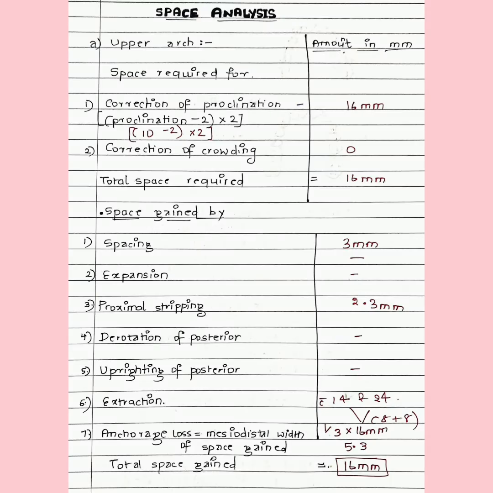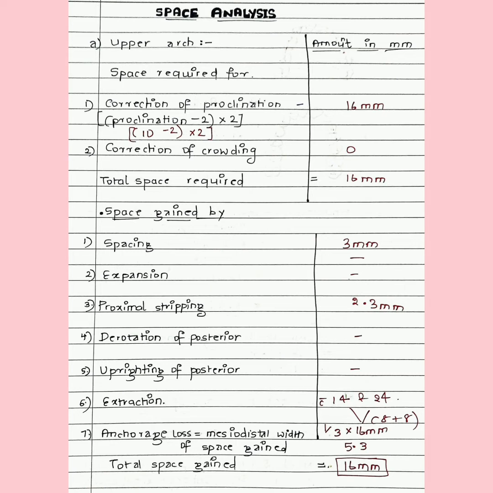So we had a proclination of 10. We put this in the formula: 10 minus 2 into 2, we get 16 mm. There was no crowding in the maxilla, so no need for correction of crowding, 0. So the total space required in the upper arch is 16 mm. Now usually you don't get this 17 mm value or 21 or 22 mm value. If you get 20 mm, 25 mm, then there's something that you are doing wrong.